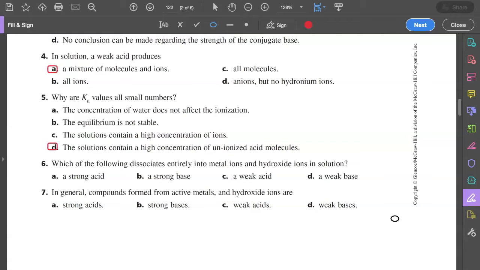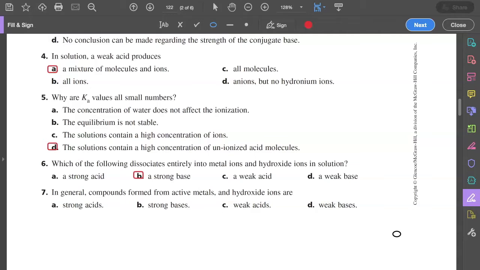Which of the following dissociates entirely into metal ions and hydroxide ions in solution? That is B, a strong base. And the key here is that it dissociates entirely into metal ions and hydroxide ions in solution. There are some bases that have hydroxides but are not strong bases, like aluminum hydroxide is not a strong base. But if you have a group 1 metal or a lower group 2 metal, like calcium or strontium or barium, those are going to be strong bases.